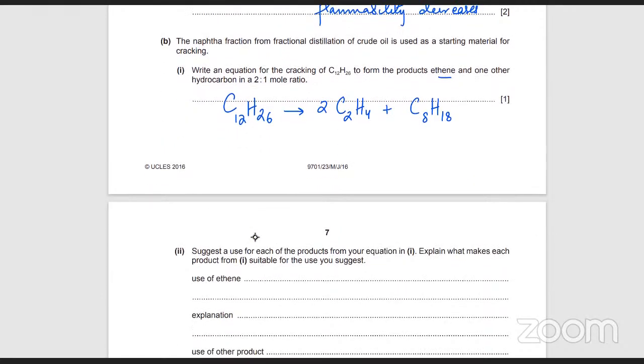Sir, what if we made H2 gas? You can do that. Okay, in that case, he said no H2 gas, one other hydrocarbon, that's it. So no H2 gas. Was it clearly mentioned, kids? Just one other hydrocarbon. Clear? So there's no H2 gas, okay?